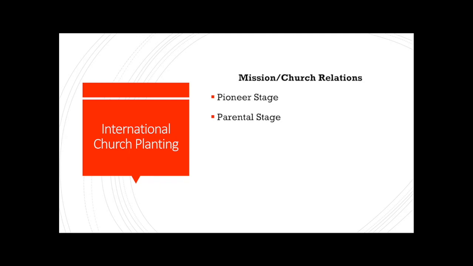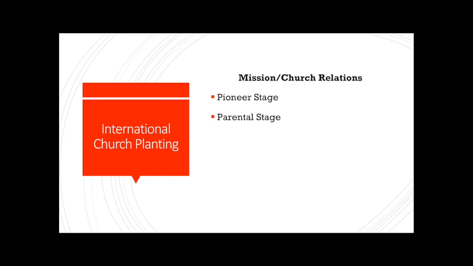So it's an essential stage when the missionary first goes into the people group that they're going to be in charge because there is no one else. But it has to be done very carefully so that the missionary doesn't assume a role that they should not have and keep that authority for too long.